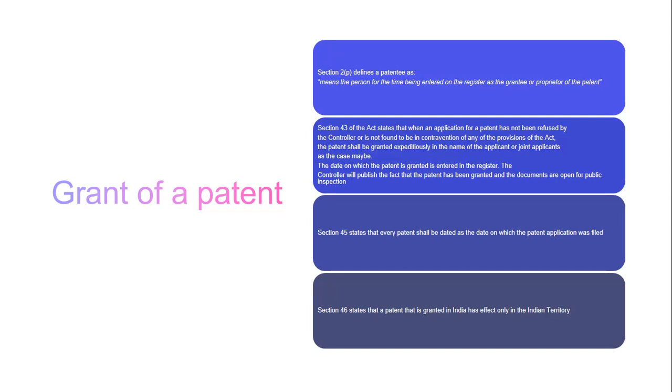And section 46 states that a patent granted in India has effect only in Indian territory. So why is section 46 important? Because there has been a question in a previous examination, and the question said that a patent that has been granted in India shall. So the options were have effect in Indian territory, have effect all over the world, have effect in Asian countries, and I don't know, there were four options like that. I'll probably just go through what the four options were. I'll just read that out.